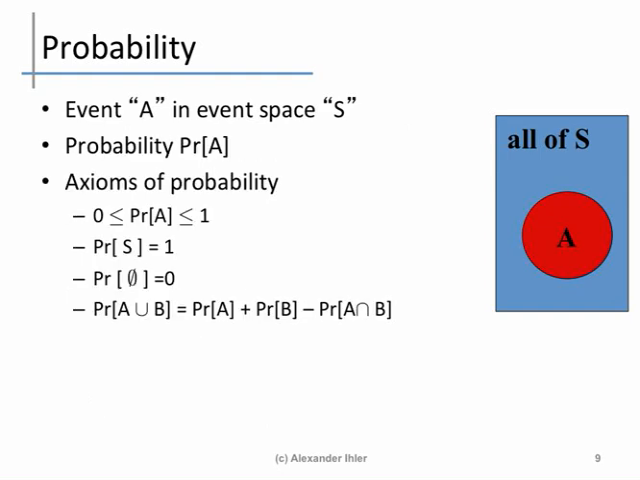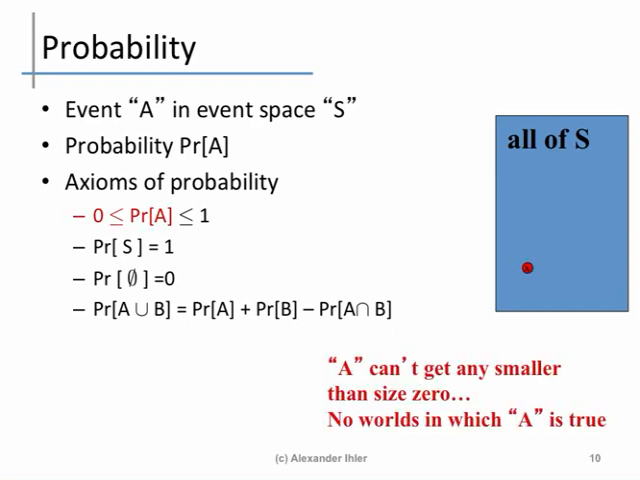Probability is defined by a relatively few number of axioms. The first axiom tells us that the probability of any event A must be greater than or equal to 0. And that just tells us that the size of this set in which A is true cannot get any smaller than size 0, in which case there are no worlds or universes in which A is true.